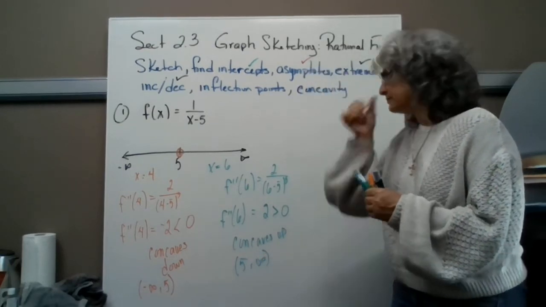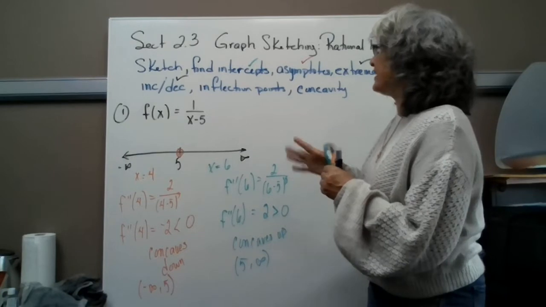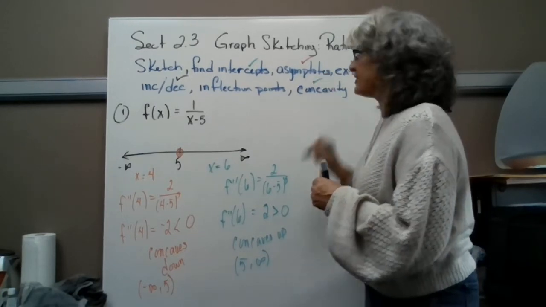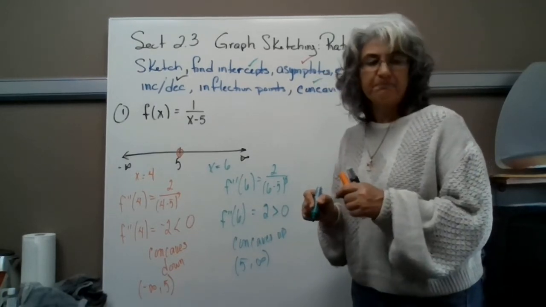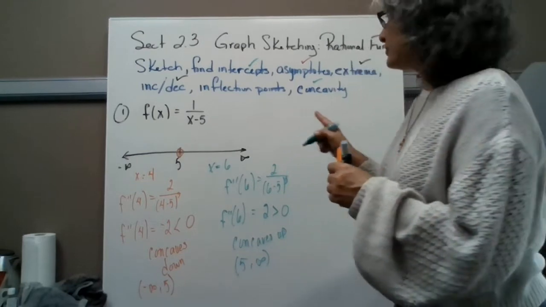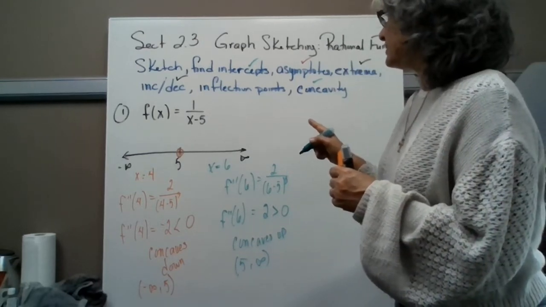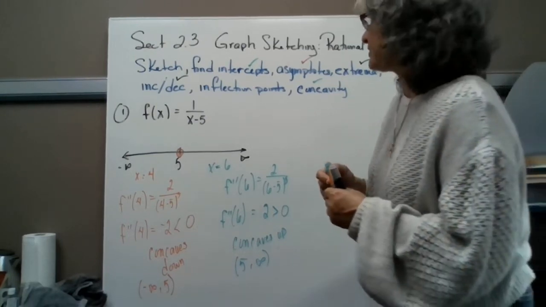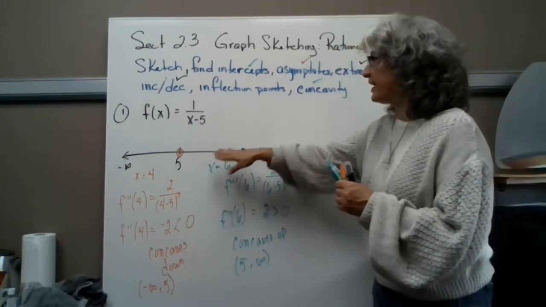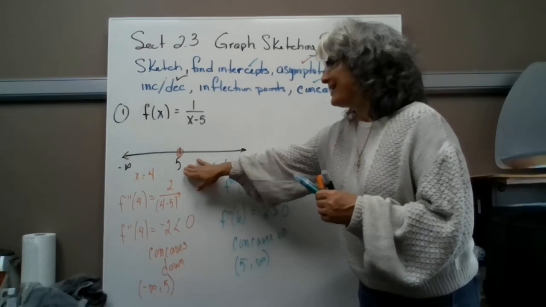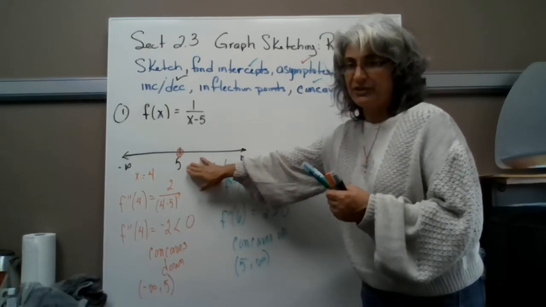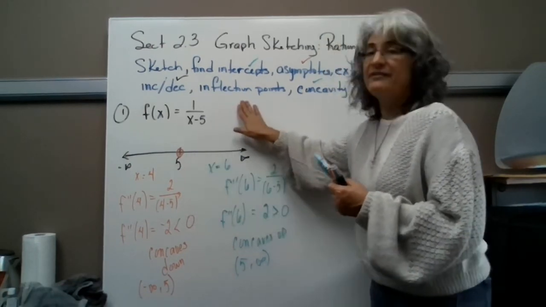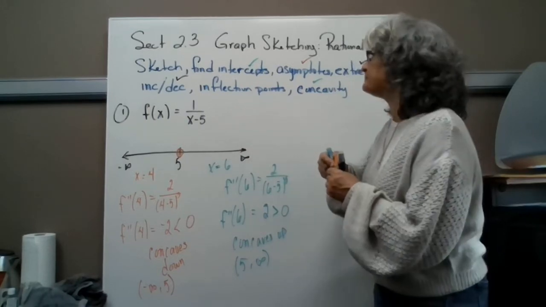So, I have found my concavity, okay? I have found that 5 is actually still a vertical asymptote. It is not an inflection point, okay?